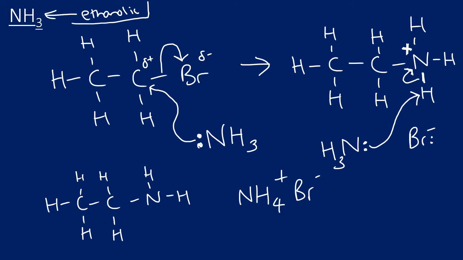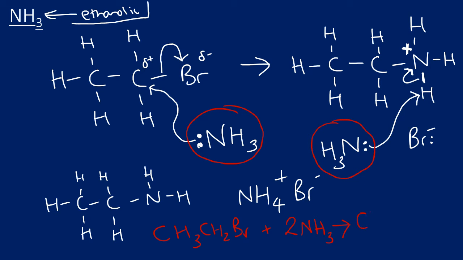So what would our overall equation look like here? It would be CH3CH2Br plus 2 ammonias. We need 2 ammonias because one of them, the first one, acts as a nucleophile, and the second ammonia here is acting as a base. It's taking away the H+.